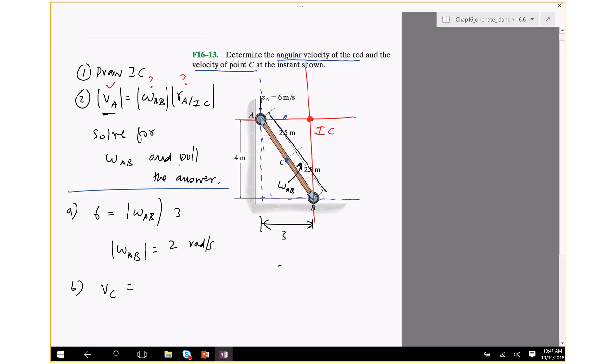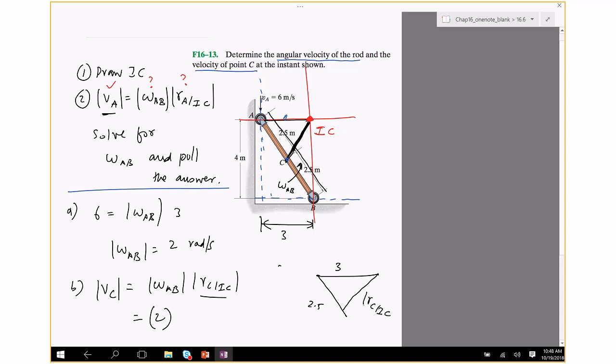Part B is we got to find the velocity of C. Now this is the best part. If you want to find the velocity of C, that's simply omega AB times the length of the vector from C to IC. You know omega AB, that's 2. You only have to find this length. So what's CIC? This length is 3, this length is 2.5, this length is unknown. Okay, how can we find it?